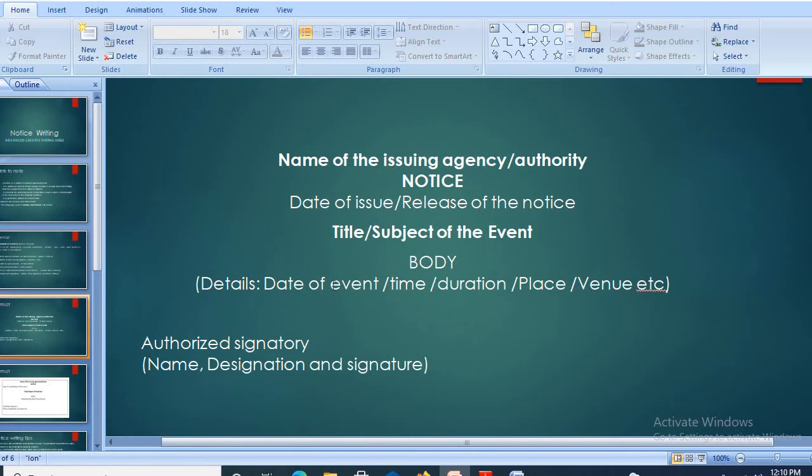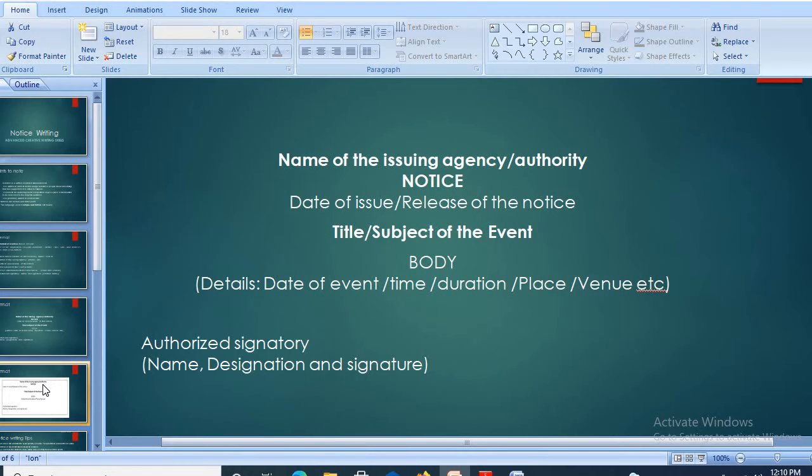So what are the requirements? You check it: details, date of event, time, duration, place. Authorized signatory, name, designation and signature, these things are to be mentioned properly. Name of the authority or agency, then the word notice has to be written properly. Date of issue or release of the notice, and title or subject of the event, very, very important all this. In the body of the notice: date of the event, time, duration, place, these things have to be mentioned properly. Authorized signatory, that is the name, designation and signature, have to be given properly.